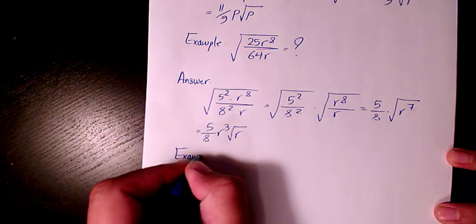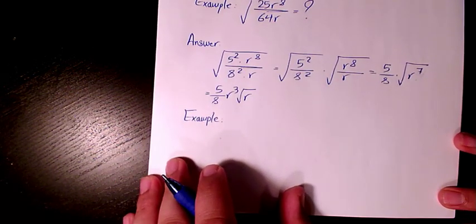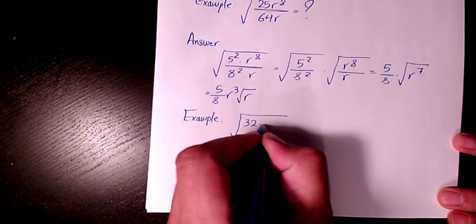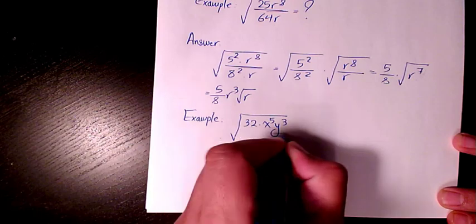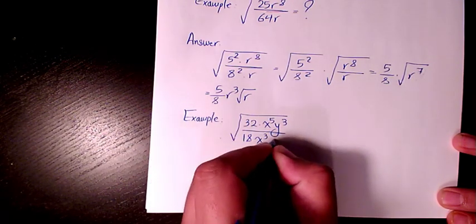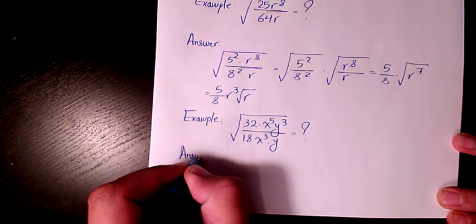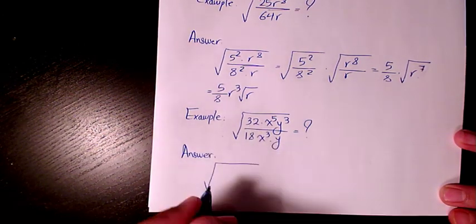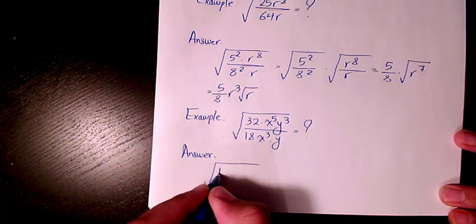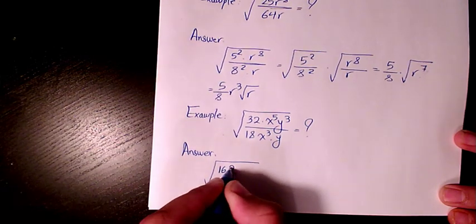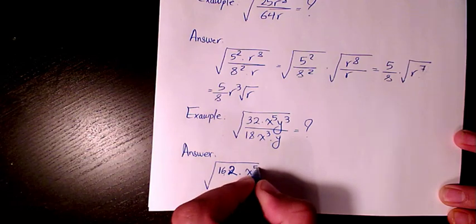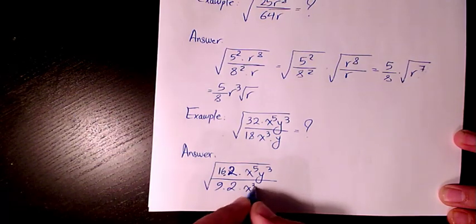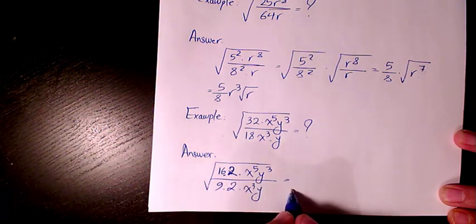Next example. Square root of 32 x to the power of 5 y to the power of 3 divided by 18 x to the power of 3 y. The answer is going to be: 32 is 16 times 2. Let me show it like that. 16 times 2 times x to the power of 5 y to the power of 3 divided by 18, which is 9 times 2 times x to the power of 3 y. 2 and 2 cancel out.